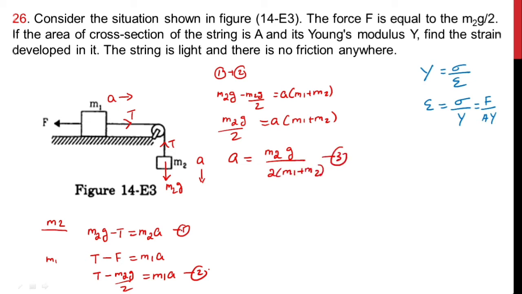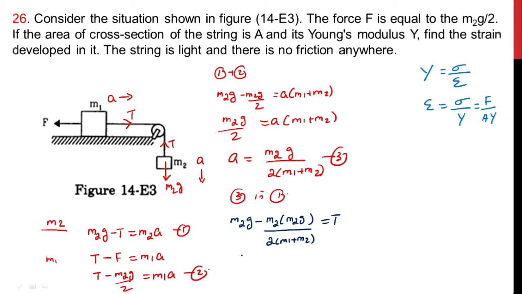Equation number 3. Now you can substitute equation number 3 in equation number 1. We can easily calculate the tension. So equation number 3 in equation number 1, what does the answer become? M2g minus M2 into acceleration. What is the acceleration here? Acceleration is equal to M2g divided by 2 into M1 plus M2, which is equal to the tension. Okay, so what is the tension here?